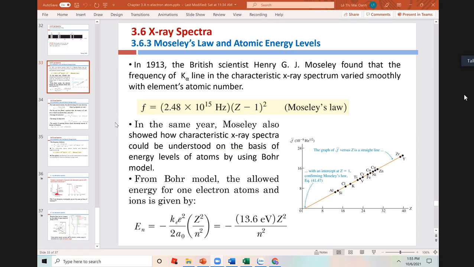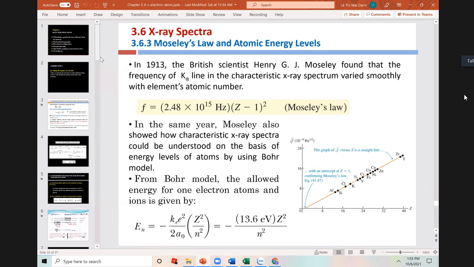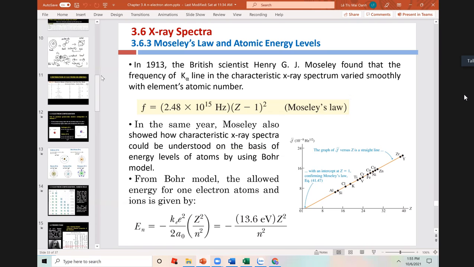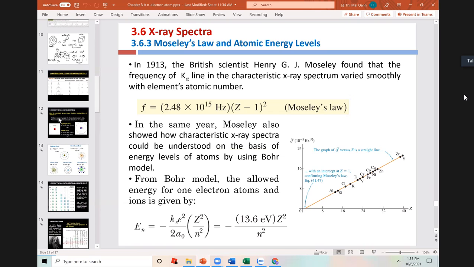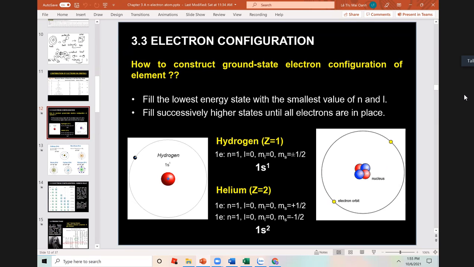However, I would like to have some conclusions about this part of this section. And this is the content, electron configuration here.